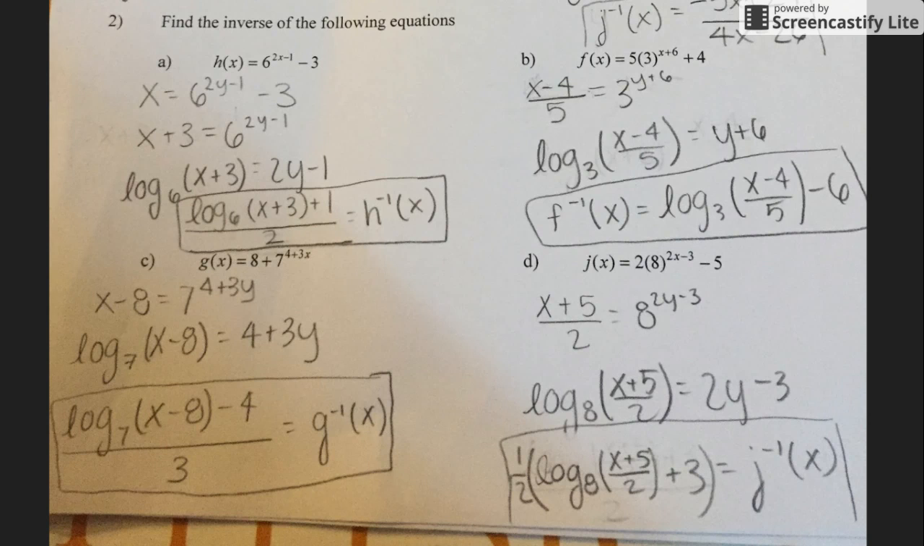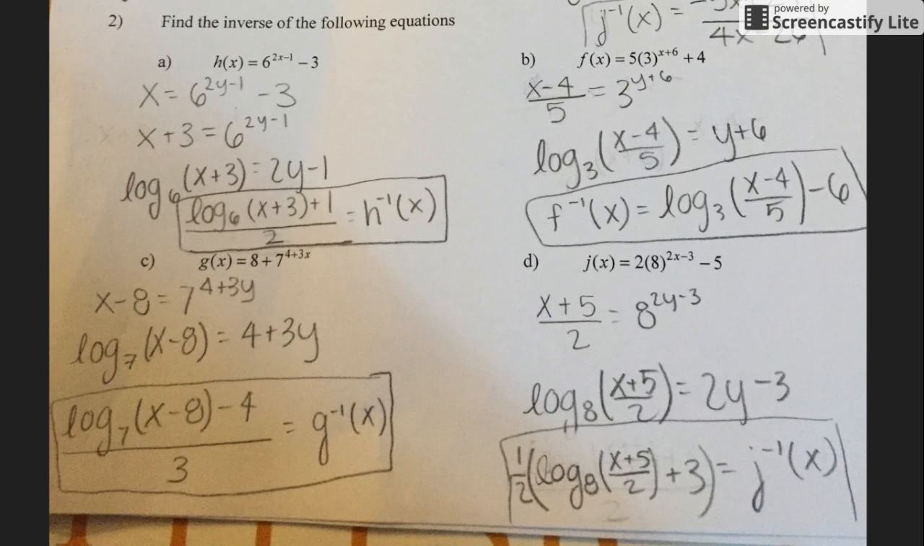The only one that could go wrong is letter D, because at the end, when you go to add the 3 and divide it all by 2, you can't divide the whole equation by 2 because there's already a fraction in the equation, the x plus 5 over 2. And so if you divide it all by 2, it would be a fraction within a fraction, and so that's wrong.